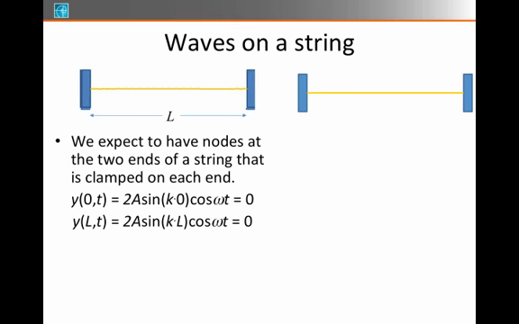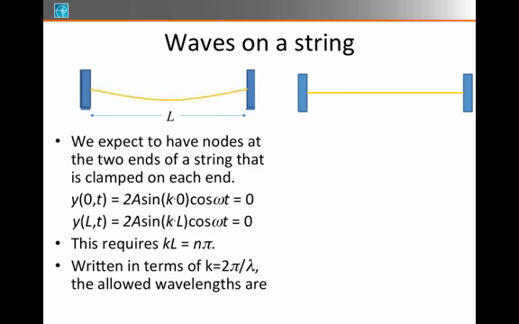But it's also got to be a node at the other end of the string, and so when I plug in x equals L, I have to have 2a sine kL times cosine omega t equals 0. That means that for any time t I pick, this thing has to be 0, which means that the argument of the sine function needs to be a multiple of pi. When that's true, the sine is always 0, and I will have a node as I desired.